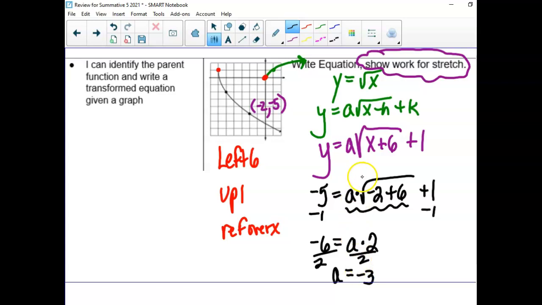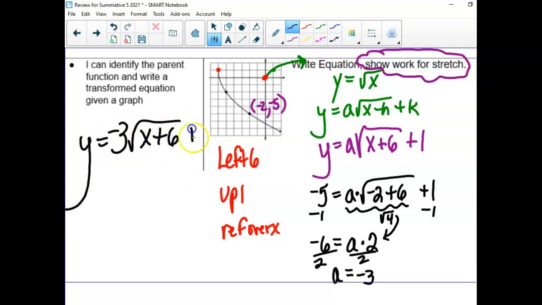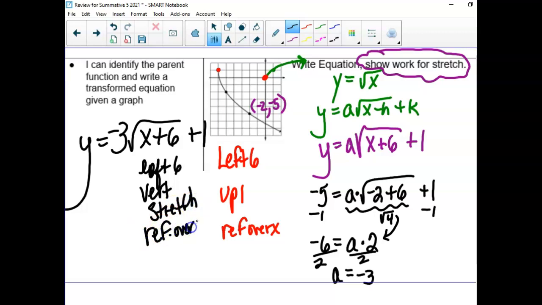Did that take care of it? -2 plus 6 is 4. The square root of 4 became 2. Yep, I should have written that in there. All right, so the final answer was y equals -3 square root of x plus 6, plus 1. So this would say left 6, vertical stretch, reflection, and up 1. It doesn't matter.